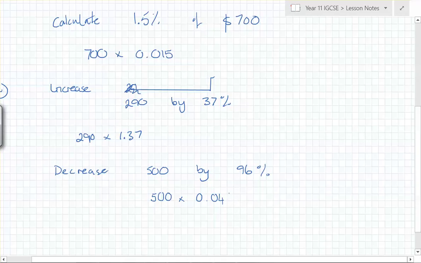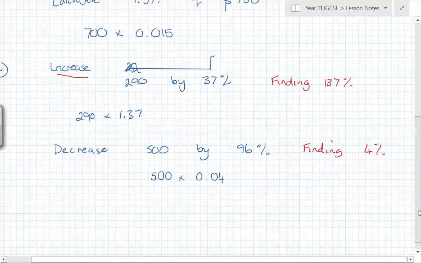Explain why? Because you don't want to find 96%, you want to find what's left after 96% is taken out. Perfect. That's what I would say. You're actually finding what's left. So here's the deal, just to add that here. When you increase by 37%, what you're actually doing is finding 137%. So that's why you do 1.37. And if you decrease 500 by 96%, you are actually finding what's left, which is finding 4%, which takes you back to what we did in the first step. All right? So increase and decrease.